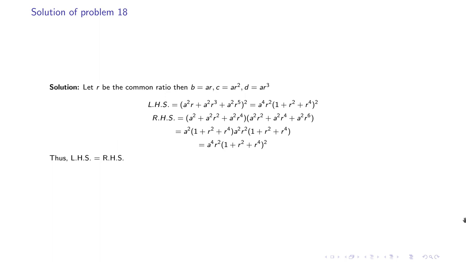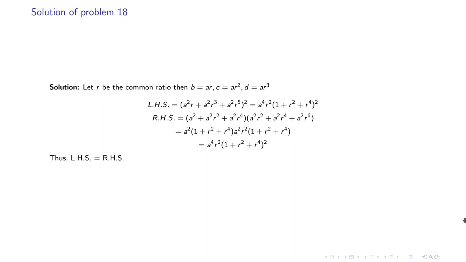So the left hand side is AB, that is a square r, BC, that is a square r cube, and CD, that is a square r^5. We sum them and take the square of that. Now we take out a square r as a common term, and we get a to the power 4 r square multiplied with (1 plus r square plus r^4) to the power 2.